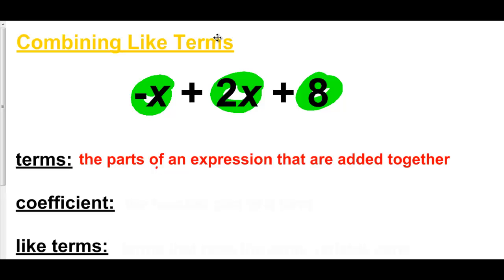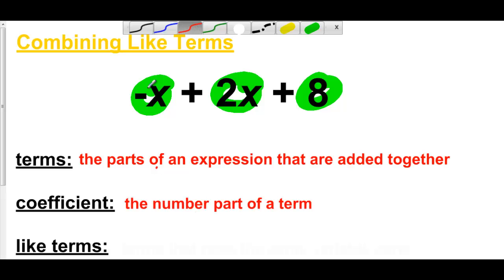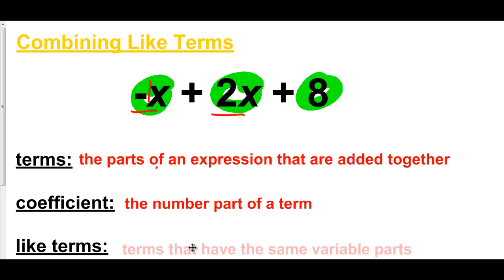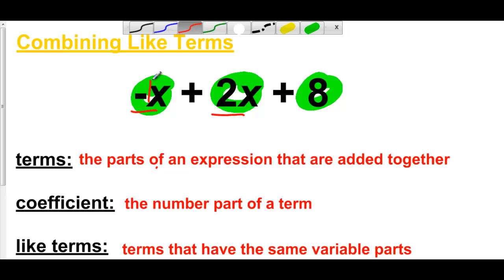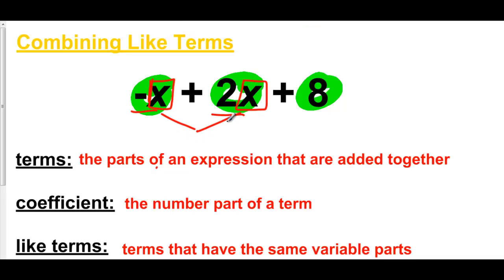Coefficients are the part of the term that is the number in front. So in this case, -1 is the coefficient, 2 is the coefficient, and 8 down here. It's the number of x's, so it's the number portion. And like terms are terms that are similar, that have the same variable portion. So in this case, I'm going to highlight with a box, x, x. Those two are like terms, and the key is we can combine those. -1x plus 2x is +1x. So we can combine those. We cannot combine it with this 8.